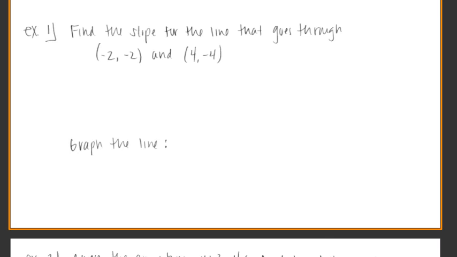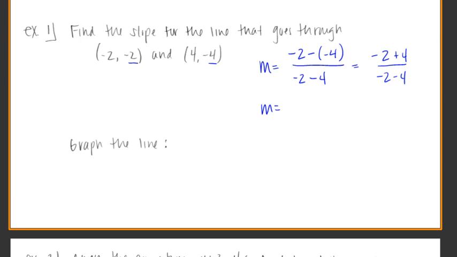Here in example 1, we just want to find the slope for a line that goes through these 2 points. So in this case, what I could do is either graph the 2 points and then count rise over run, or I can use that formula. The formula for slope says it's the difference in the y's, and I'm just going to go left to right. So -2 minus a -4 over the difference in the x's. So I need to go left to right with the x's as well. So -2 minus 4. All right, or -2 plus 4 over -2 minus 4 will give me a slope of, see, -2 plus 4 is 2. -2 minus 4 is -6. So my overall answer is -1/3.